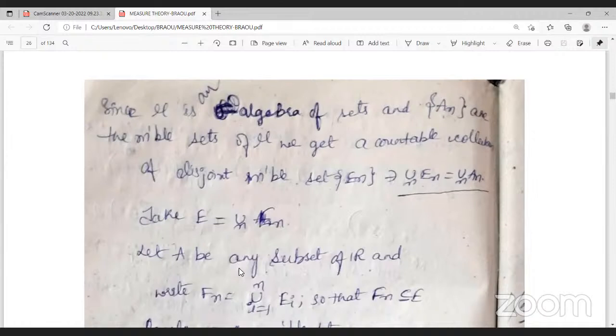En bar is obtained just by removing En from the set, that is E1 union E2 union E3 and so on up to En minus 1. What is the remaining set? This is equal to F.